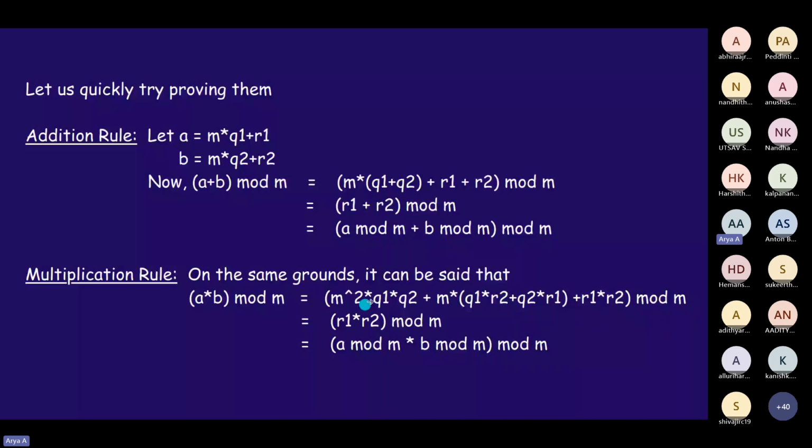You can see that the term inside the parenthesis is r1 into r2 plus something into m plus something into m square. Again, these two terms are multiples of m only, so the remainder is 0. So the main term is this. So I'll write it as r1 into r2 mod m itself. So these two will be equal. Again, I'll write r1 as a mod m and r2 as b mod m, and this is also proved.